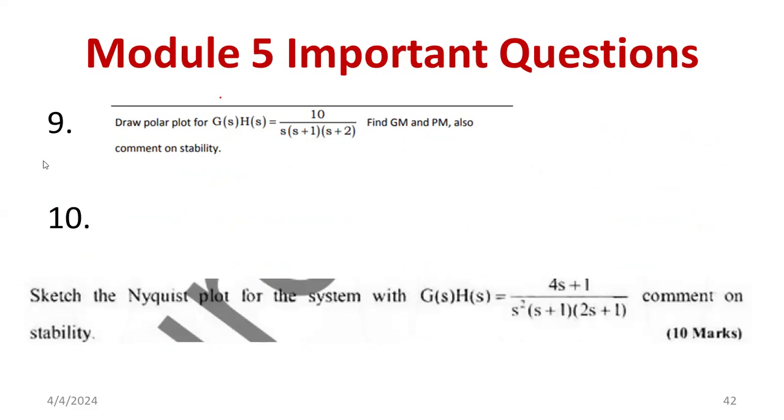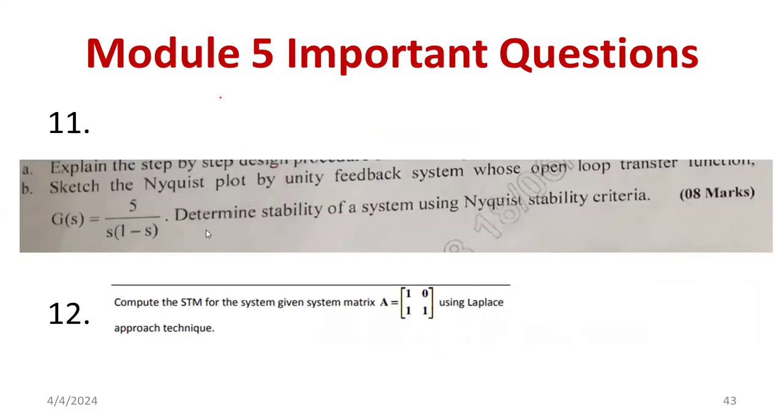Now we will see some numerical examples. In the numerical examples, you can see: draw the polar plot with a suitable procedure and enumerate whether the system is stable or not. Then sketch the Nyquist plot for the system and comment on the stability. Will it be stable, unstable or marginally stable? You have to give a valuable comment and justify it as well.